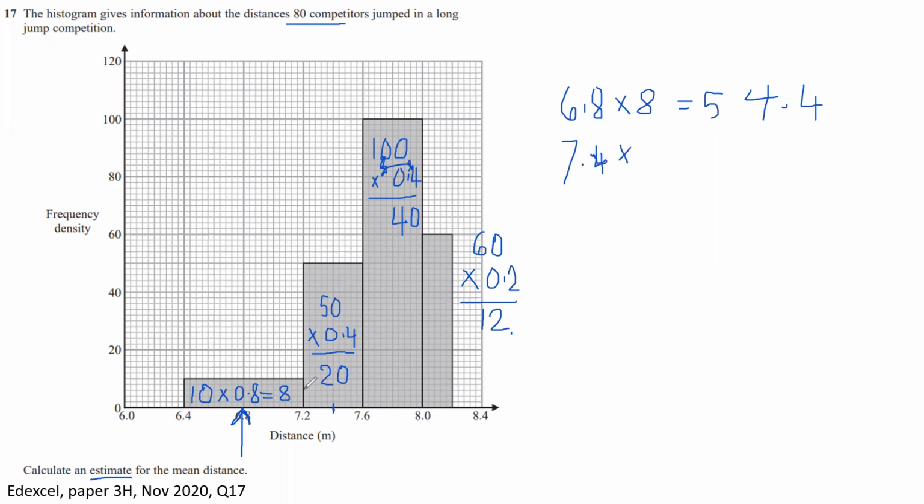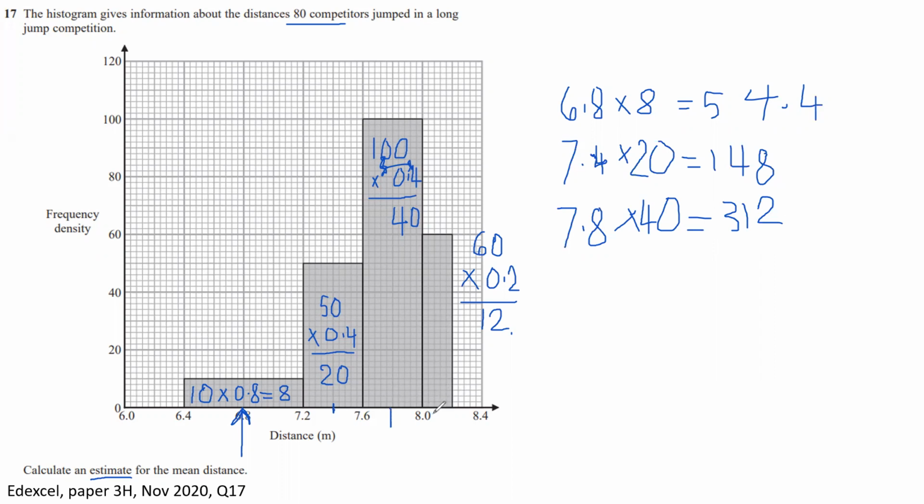And so we'll times that by the number of people that we know are in this bar, which we know is 20, is the frequency. If we do that, then we get 148. Do the same for this one. So again, we know that there are 40 people that jumped a distance in this bar, and the middle distance for this is 7.8. And if we do that multiplication, then we get 312.